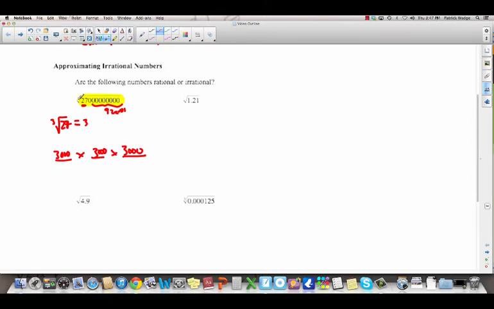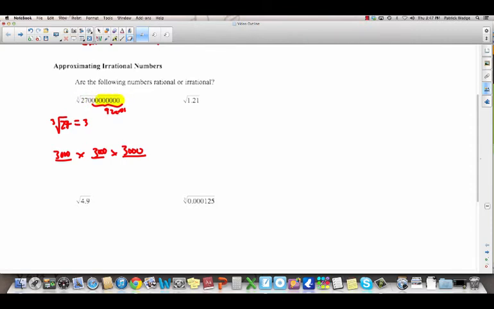Remember, if it's a cube root, you need to be able to take all the zeros and divide by 3. If this was a square root, you'd need to have an even number of zeros. You'd know for sure that this is not a perfect square here. But in this case, it is a cube root, and it does work.